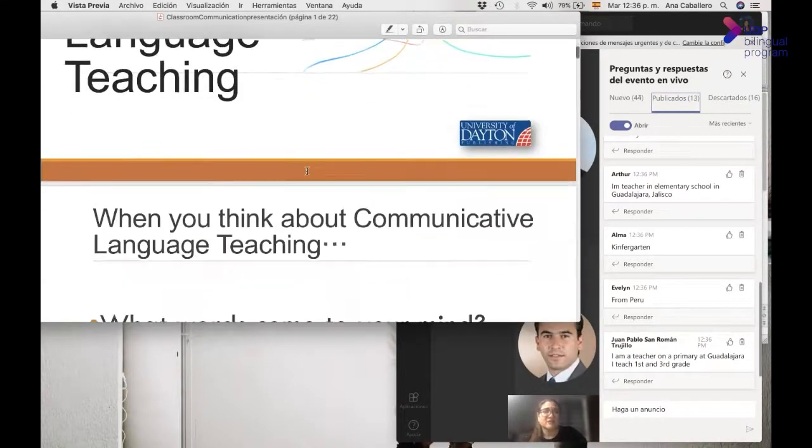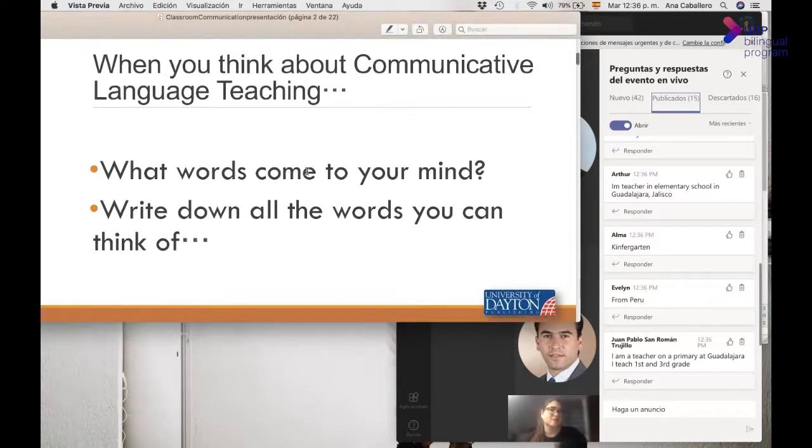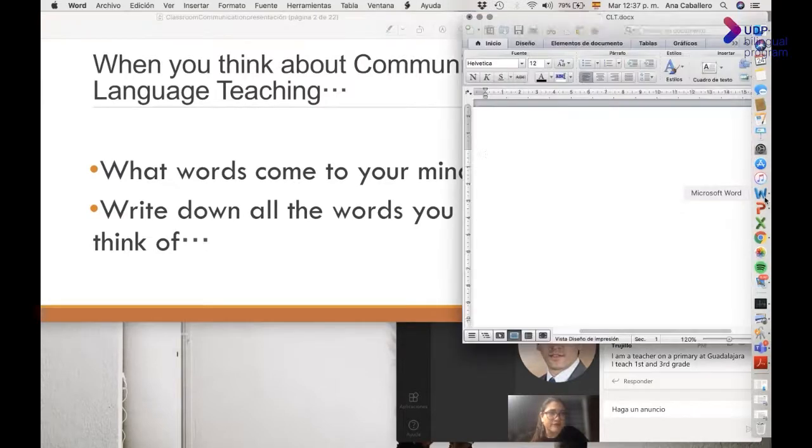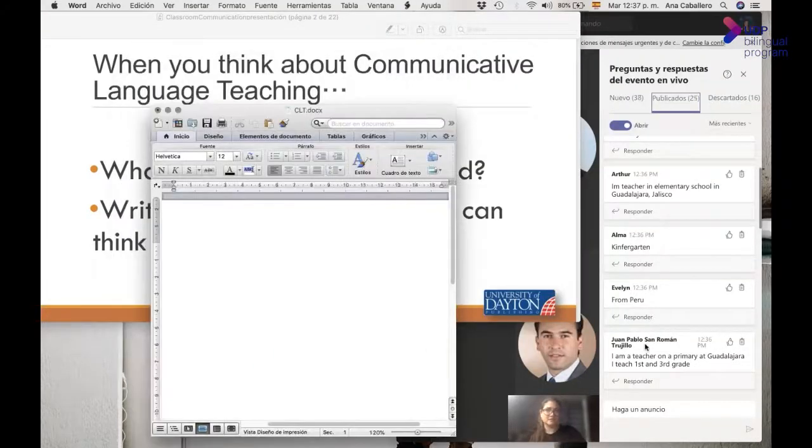When you think about communicative language teaching, what words come to your mind? I'm going to ask you to write down all the words you can think of when we say communicative language teaching. I'm going to give you 2 minutes to do that. Okay, and I'm going to write some of the comments you write here. This is going to be like my whiteboard.